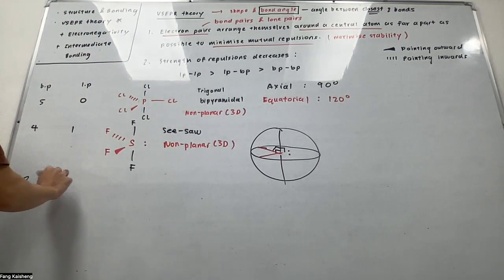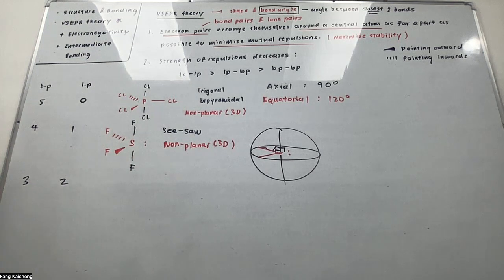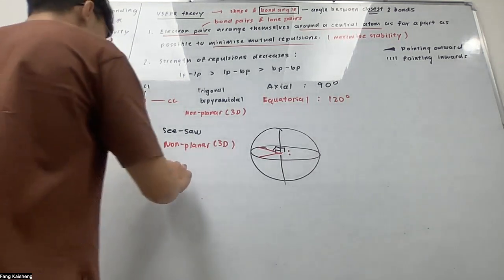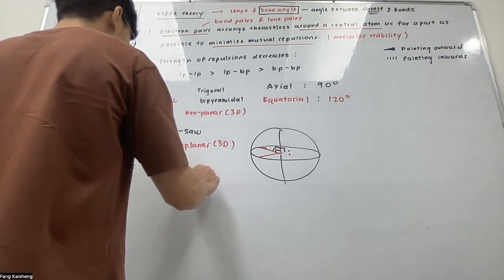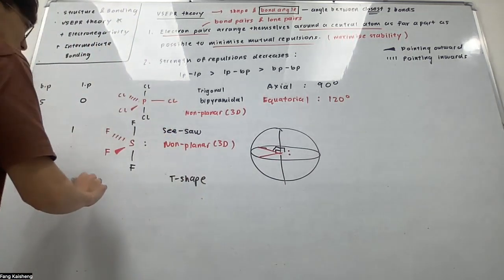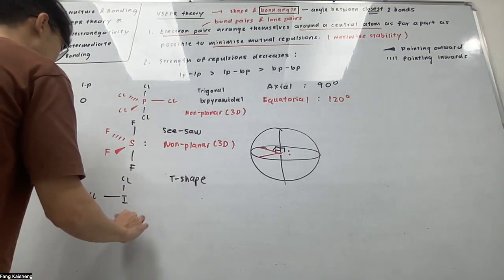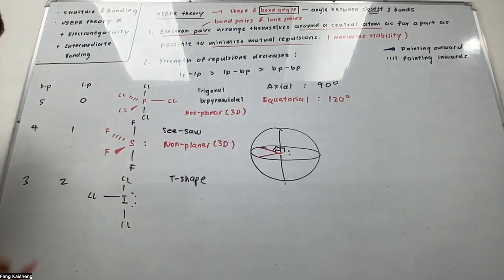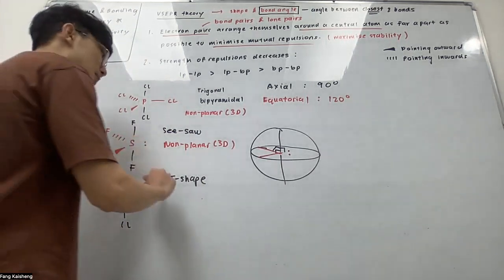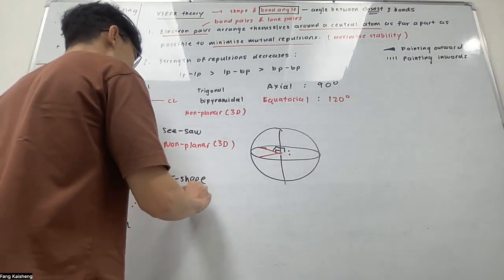Okay, the next one is important. Okay, next one is important. It's 3-2. Again, they ran out of names, they legit just gave up over here. They call it T shape. Doesn't take a genius to figure out why it's called T shape. But yeah, 3 bond pairs, 2 lone pairs. Now just take note, a T shape is actually planar. It's actually 2D.